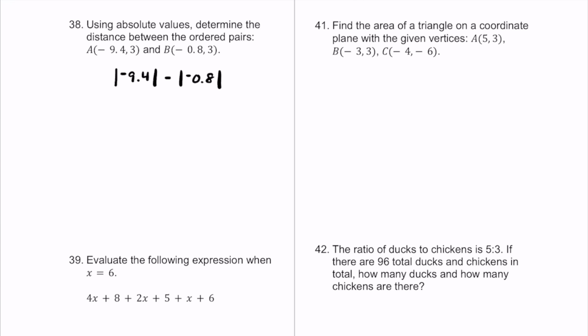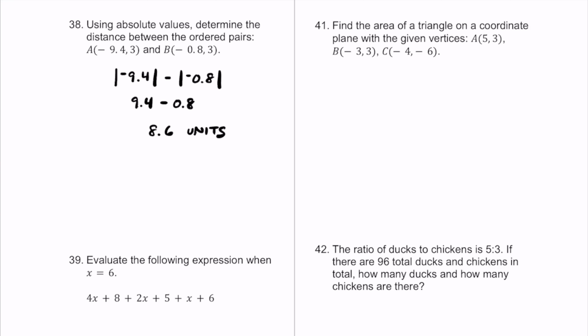Okay, so the absolute value of negative 9.4 is 9.4. The absolute value of negative 0.8 is 0.8. Subtracting these, we are going to get 8.6 units. Okay, if you want to visualize this, you can plot these points down as well, but since they're in the same quadrant, we are going to subtract their absolute values.